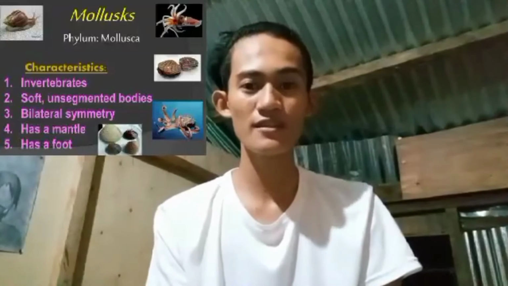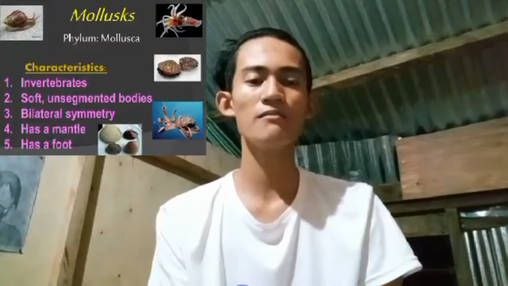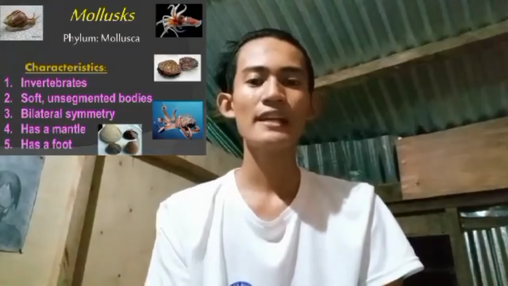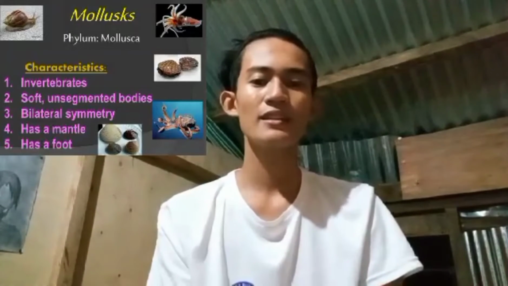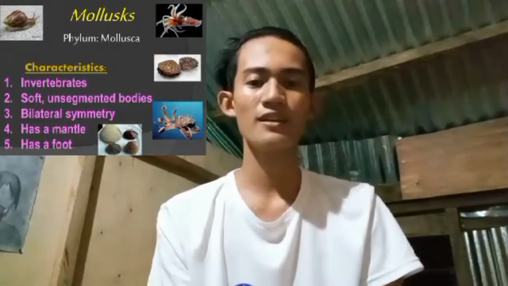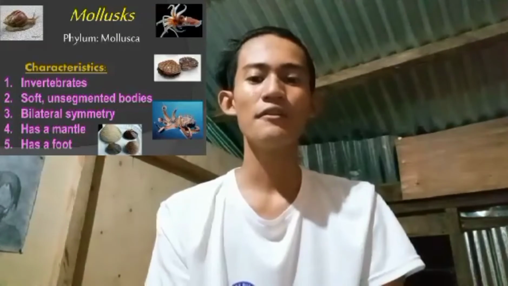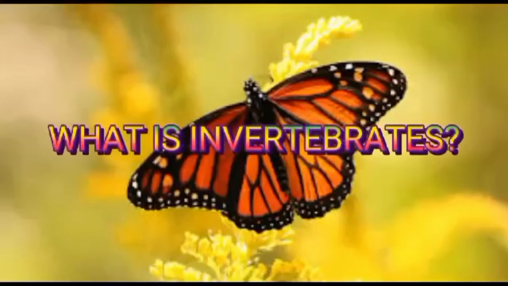What are the characteristics of mollusks or phylum Mollusca? First, they are invertebrates. Second, they have soft and segmented bodies. Third, they have bilateral symmetry. Fourth, they have a mantle. Fifth, they have a foot.